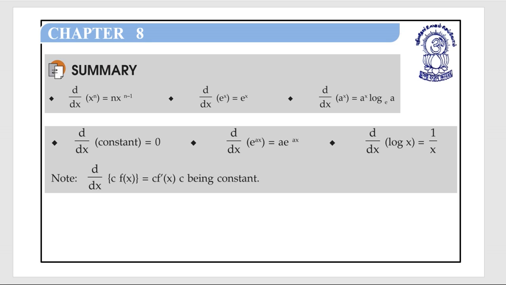Summary. Remember it carefully. d/dx of x^n is equal to n x^(n-1). d/dx of e^x is equal to e^x. d/dx of a^x is equal to a^x log a. d/dx of a constant is equal to 0. d/dx of e^(ax) is equal to a times e^(ax). d/dx of log x is equal to 1/x. d/dx of c f(x) is equal to c f'(x), c being a constant.